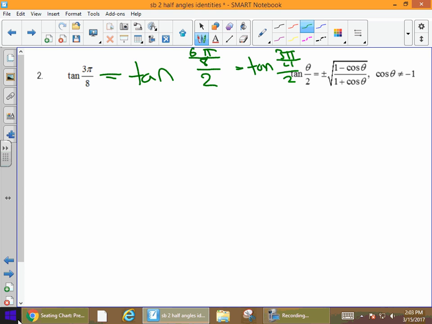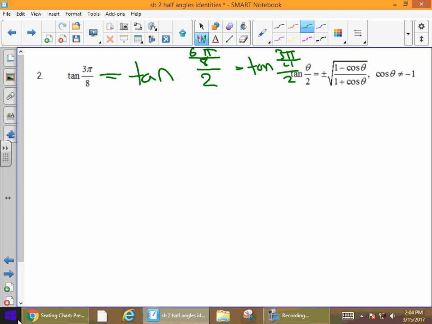So before we move on, is 3 pi over 8 in which quadrant? It's actually going to be your first quadrant. So if you have trouble trying to think, pi over 2, that would be half of it. That would be 4 pi over 8. And so 3 pi over 8 is just a little bit less than that, and so it's in the first quadrant.